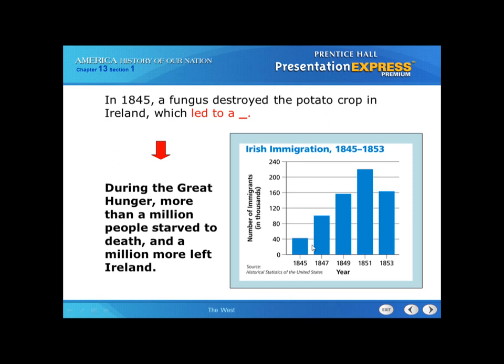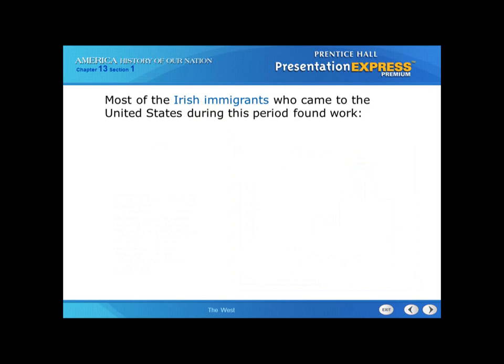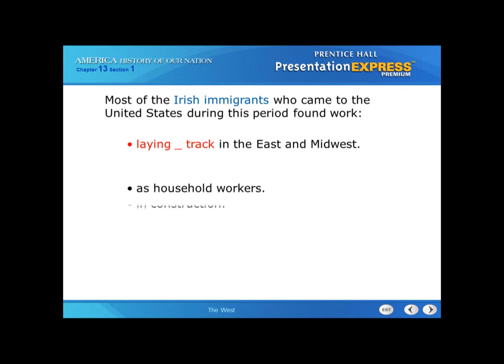So as you look at the chart here, you can see that through the years, Irish immigration peaks in 1851. This led to many people coming over to the United States. Most of the Irish immigrants who came to the United States during this period found work laying railroad track in the East and Midwest. They also found work as household workers and in construction.